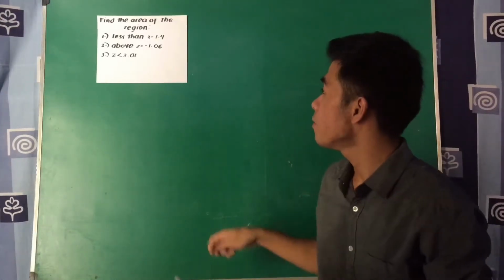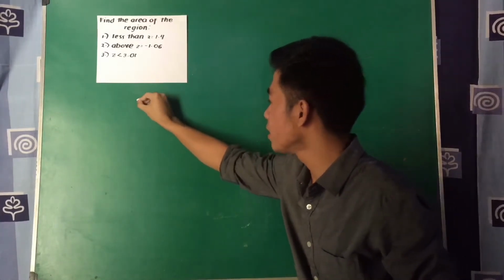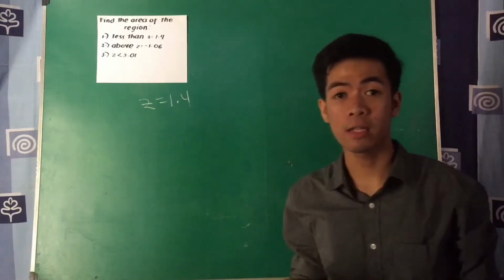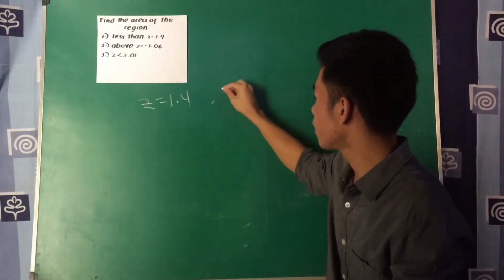So let's proceed to our activity session. For item number 1, let us find the area of the region less than z is equal to 1.4. So you have to locate the equivalent value of 1.4 on your z table. So 1.4 is equal to 0.9192.